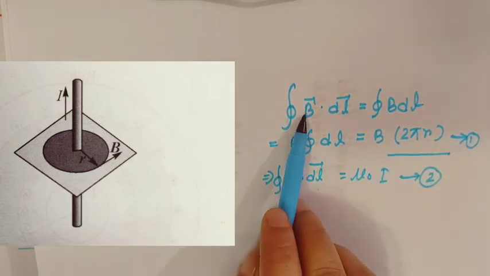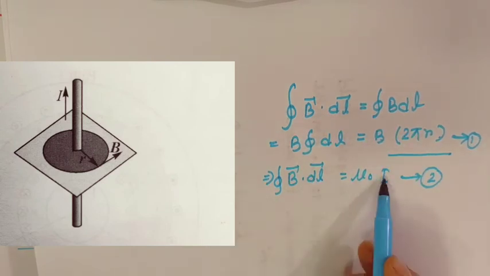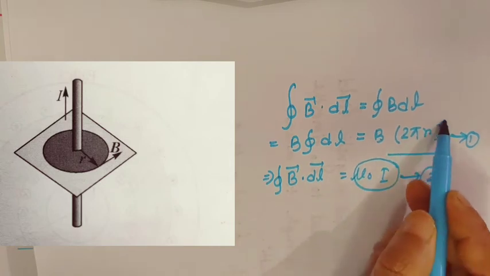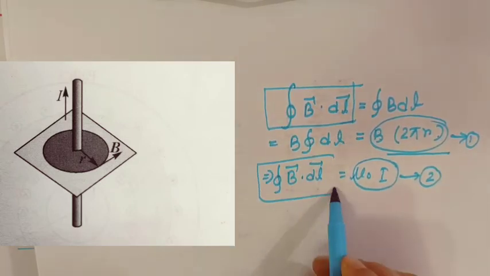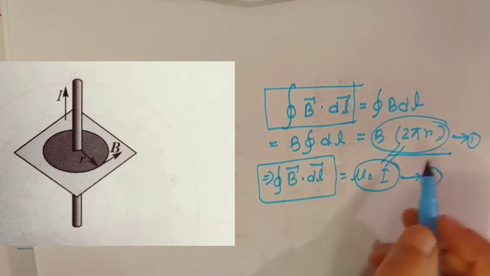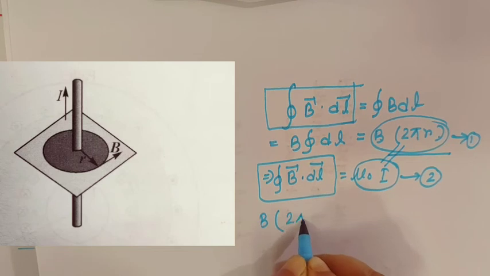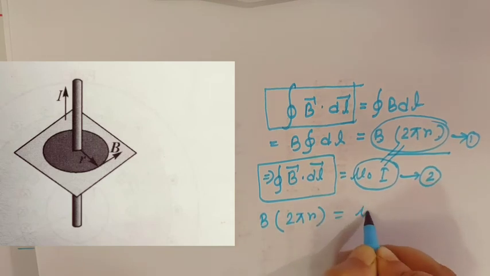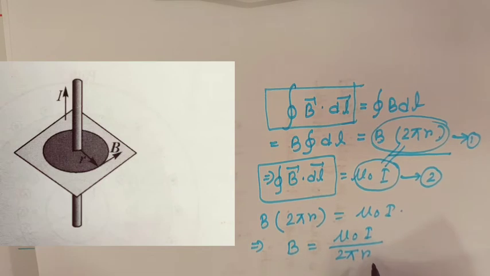So here also B dot dl is equal to B into 2 pi r. Here also B dot dl is equal to mu naught I. So in the left hand side we have the same quantity, so the right hand side we can equate. So from 1 and 2 we can write B into 2 pi r is equal to mu naught I. This implies B is equal to mu naught I divided by 2 pi r.